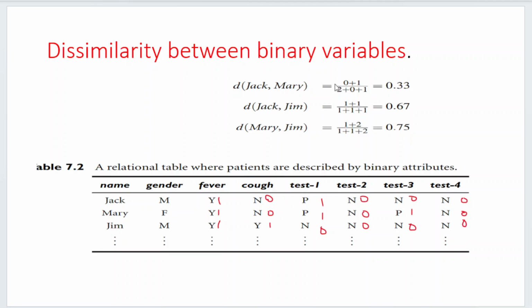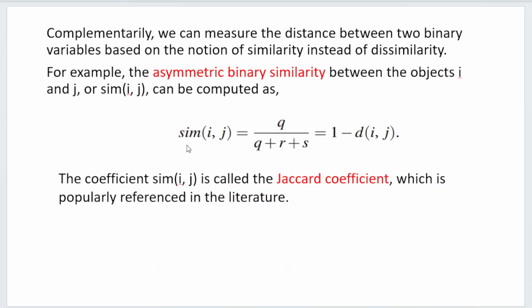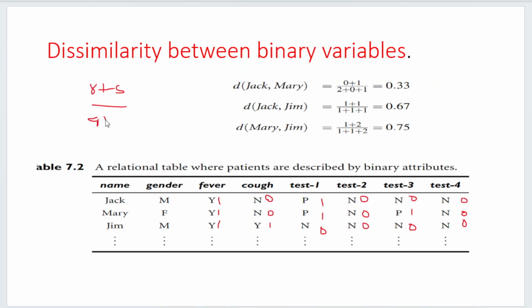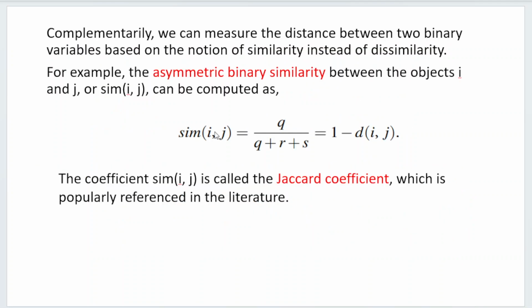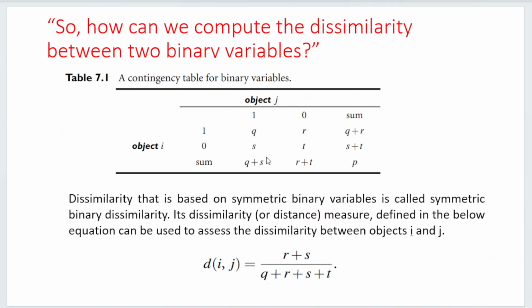So if you want to write what my equation is here, r plus s by q plus r plus s. So we have to remember what that r value is. So with the help of the contingency table, what is that r value? Where is my r value here? R is going to represent 1 0.